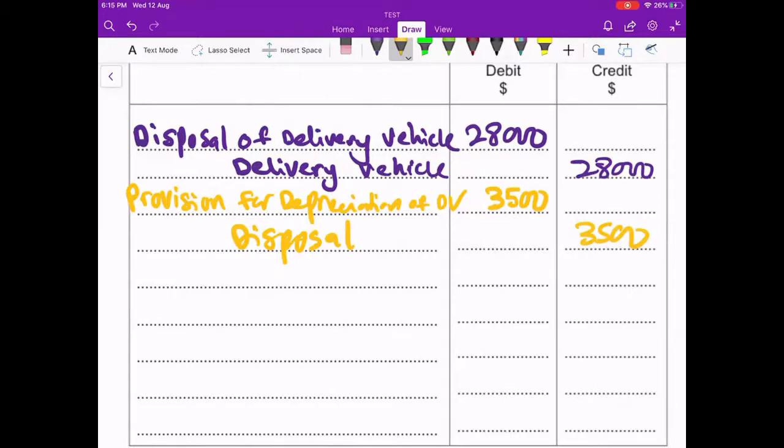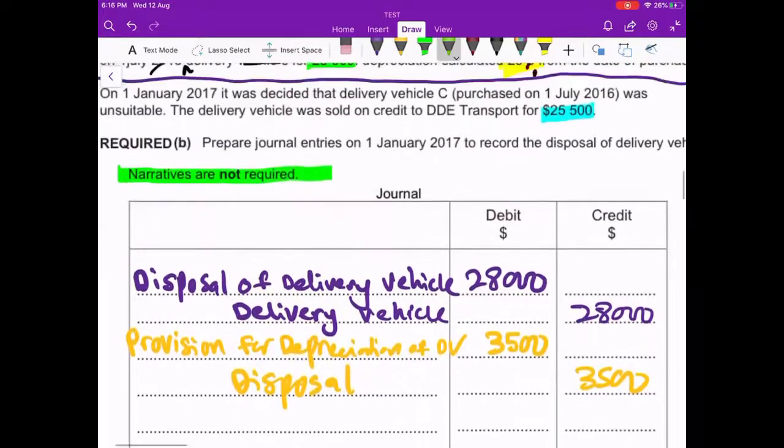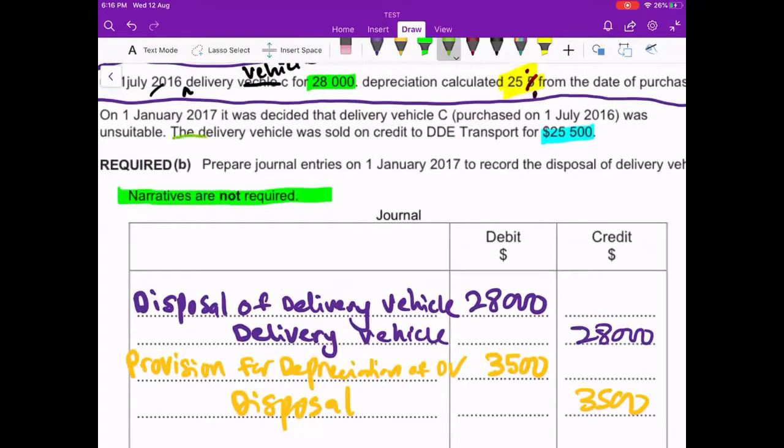Okay, step number 3. Damien, can you tell me the answer for step number 3? Debit what? Debit bank? Debit bank is wrong. Proceeds, yes, it's proceeds. The delivery vehicle was sold on credit. The question says on credit. On credit means, do you receive the money or haven't you received the money? Haven't. If you haven't received money, you cannot write bank. Then what? Trade receivable. Yes. Who is the guy who owes you? DDE Transport. You understand or not?